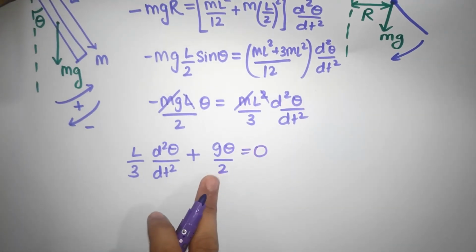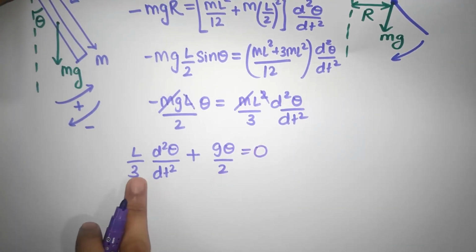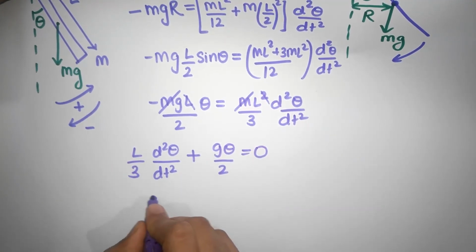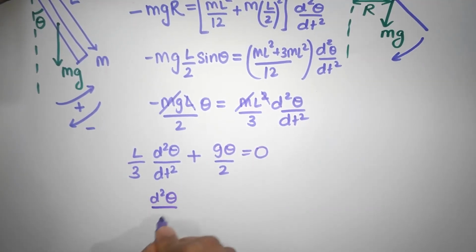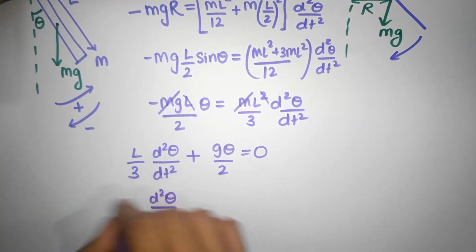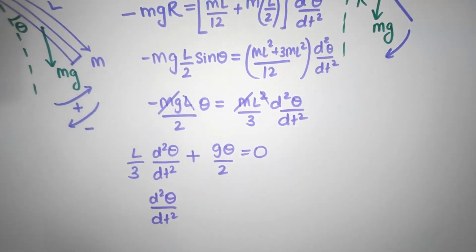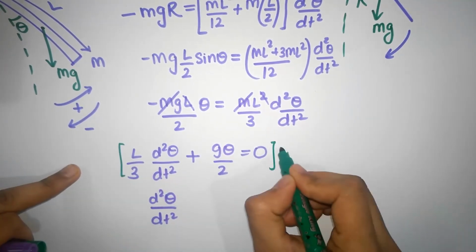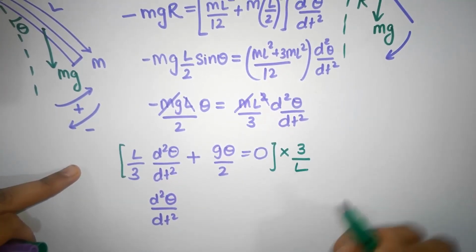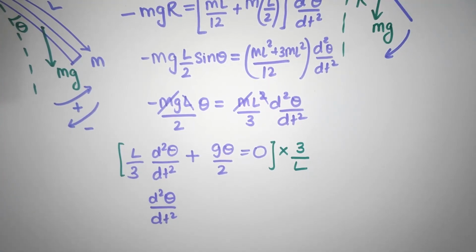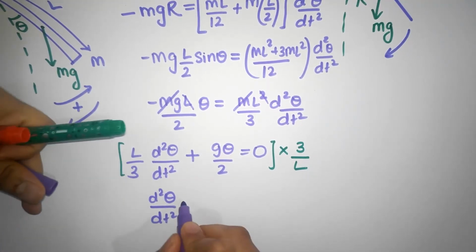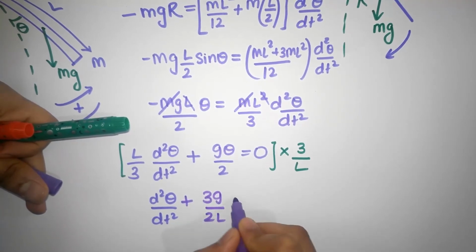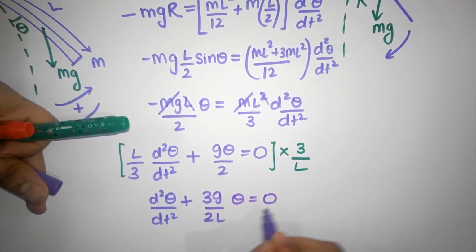Ooh, very close to the differential equation we need. All we need to do now is get rid of this L by 3. So just divide the whole equation by L by 3. So d squared theta by dt squared multiplied by 3 by L, okay? The whole equation. So let me write that. Take this whole equation multiplied by 3 by L. Alright, so I now get d squared theta by dt squared plus 3g by 2L times theta equal to 0.